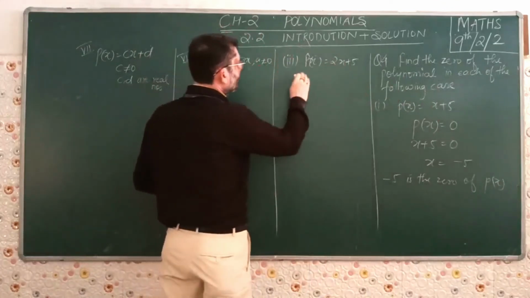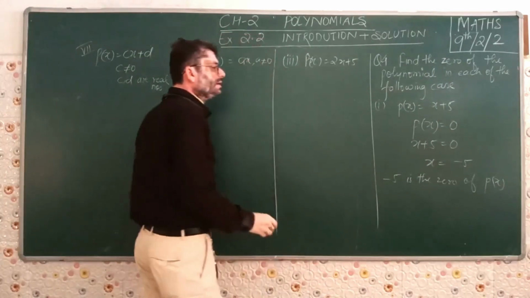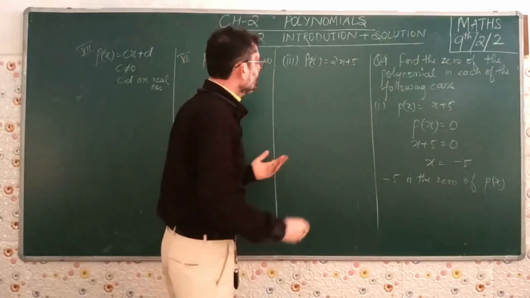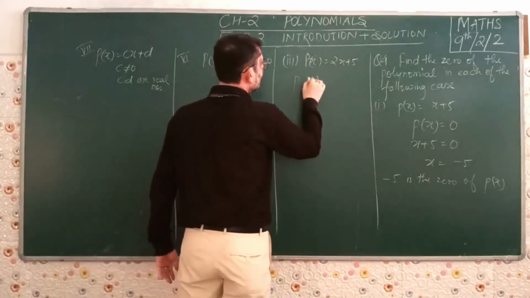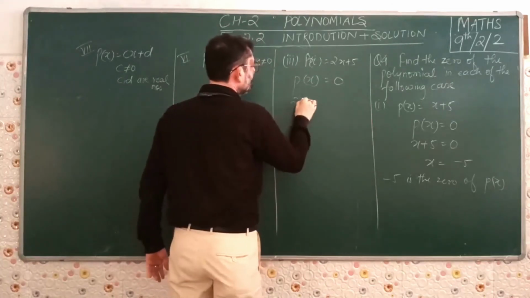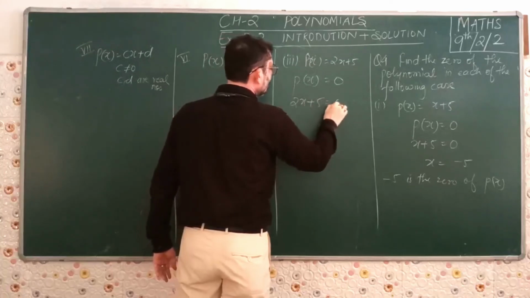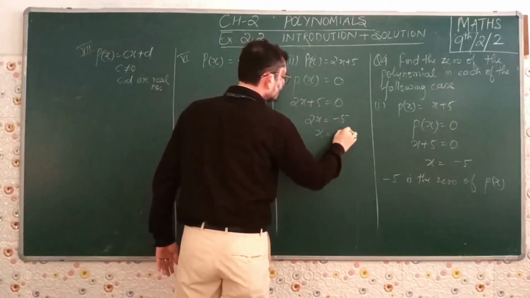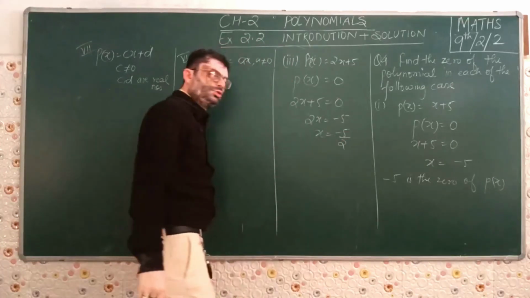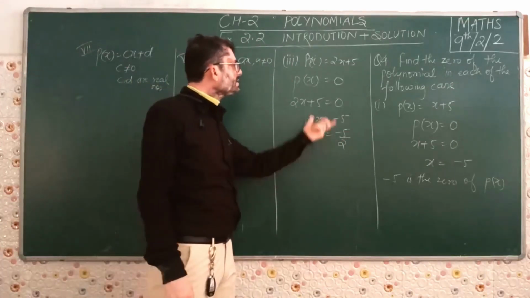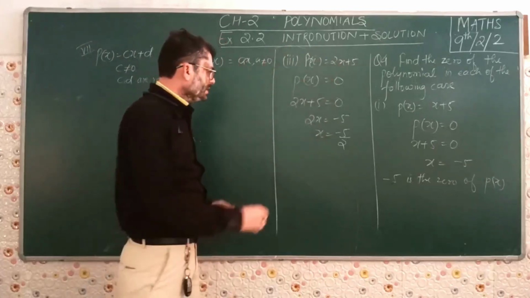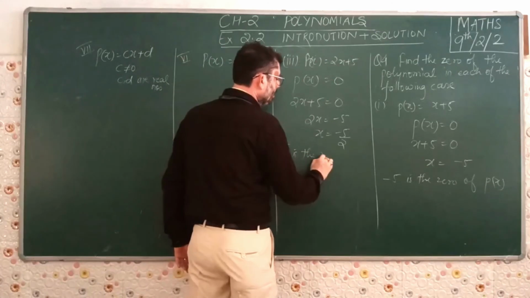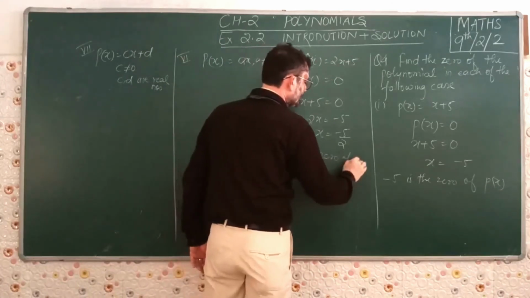Moving on to bit 3, p of x is equal to 2x plus 5. Same way we will be moving as we have done in the previous bit. We will assume that p of x is equal to 0. That means 2x plus 5 is equal to 0. That means 2x is equal to minus 5, and x is equal to minus 5 by 2. That means at this value of x, this polynomial becomes 0. So minus 5 by 2 is the 0 of the polynomial p of x.